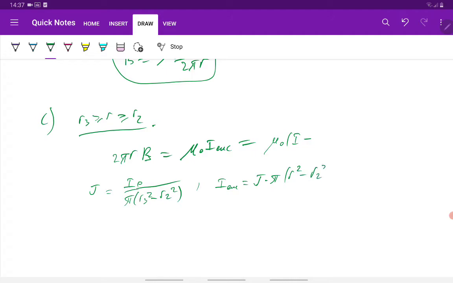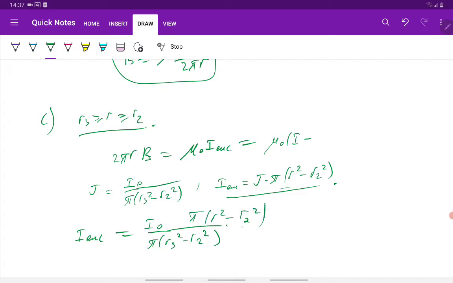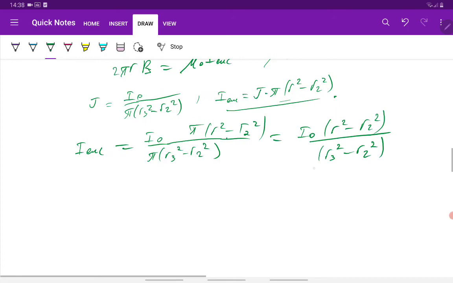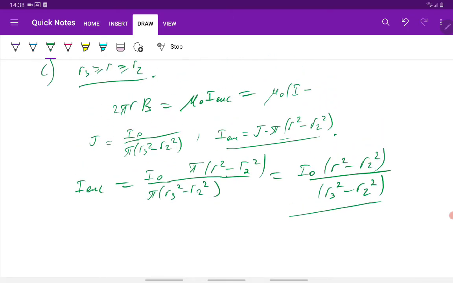minus R2 squared. So I enclosed equals to J equals to I0 over pi R3 squared minus R2 squared, multiplied by this thing, pi R squared minus R2 squared. So let's write it: R squared minus R2 squared over R3 squared minus R2 squared. So we found it.